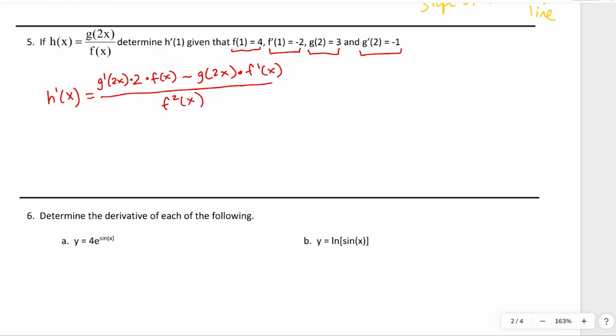And I'm writing it like s squared x, but I'm kind of thinking maybe I should write it like this, just to make it a little bit more obvious what to do. So now I want h prime of 1. So I'm just going to substitute in 1 everywhere where I see x. 2 times 1 is 2.